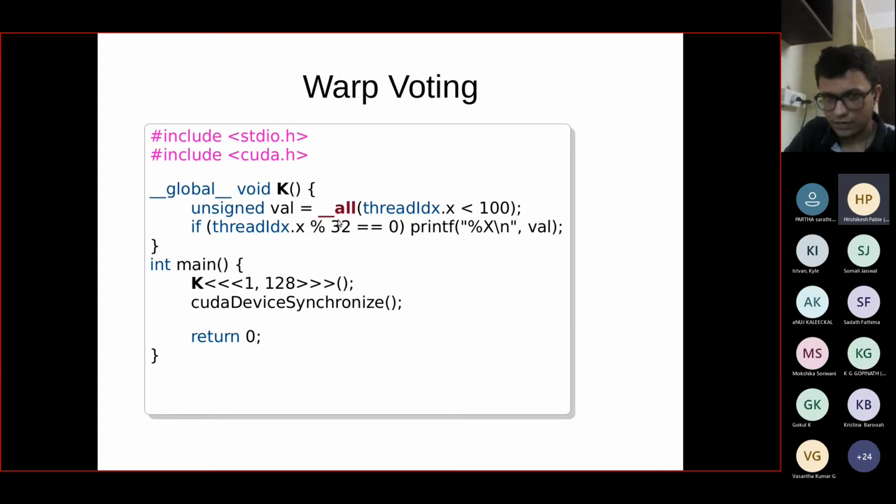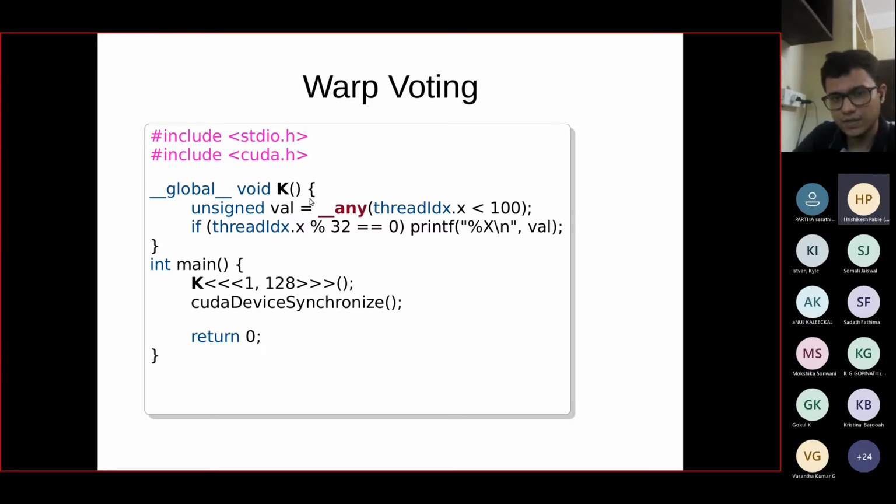But for warp number 3, which contains the threads from ID 96 to 127, only the first 4 threads, I guess, will have this condition as true. For the rest, this condition will be false. Since that is the case, this all will return false for that last warp, or warp number 3, assuming that warps start from 0. So the output will be 1, 1, 1 and 0, or you can also interpret it as true, true, true and false. Okay, I hope this is clear.